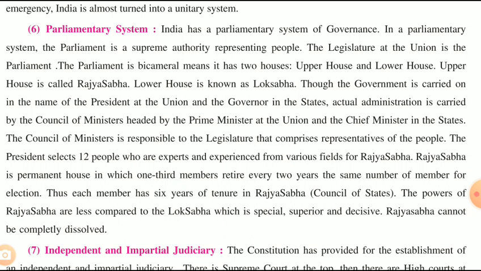And Rajya Sabha is a permanent house, whereas Lok Sabha is a temporary house. In Rajya Sabha, every 2 years, one third of its members retire. The powers of Rajya Sabha are less compared to Lok Sabha, which is special, superior, and decisive. Rajya Sabha cannot be completely dissolved.